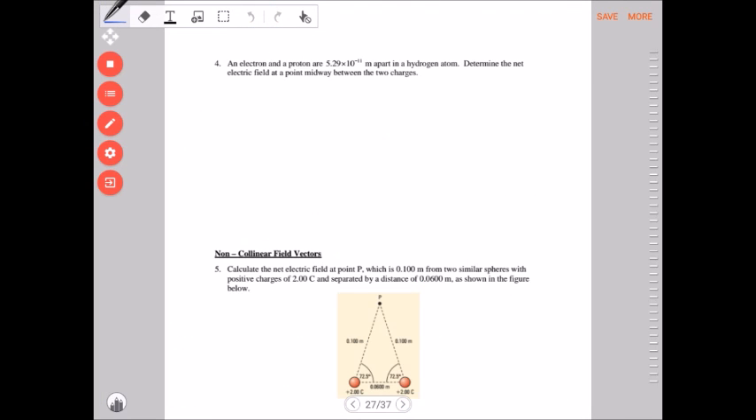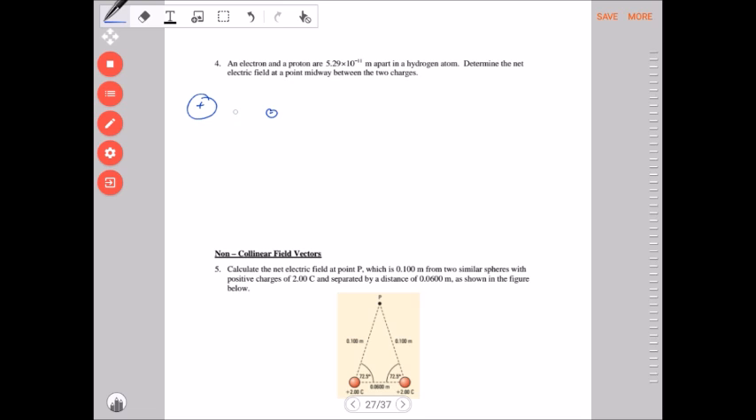All right, moving on. Number 4: an electron and proton are 5.29 times 10 to the negative 11 meters apart in a hydrogen atom. Determine the net electric field at a point midway between the two charges. Oh wow. Okay, so we've got a positive charge here, the proton, and a little tiny electron there. Definitely not to scale, but don't worry about it.